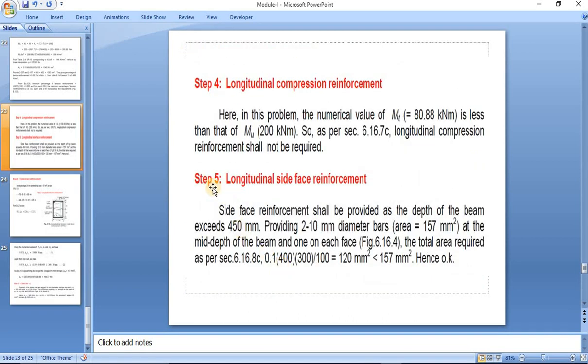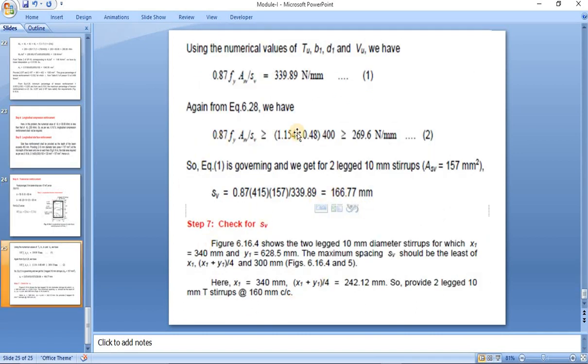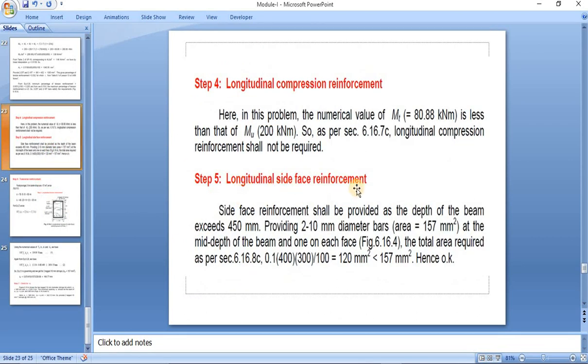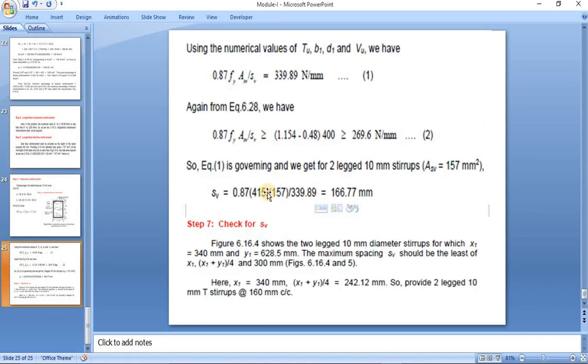There might be confusion about longitudinal side face reinforcement and the calculation of transverse reinforcement. So we are going to go in depth in the next session. In the next session we are going to solve another one or two problems, and we are going to go in depth on how to calculate this longitudinal side face reinforcement, what the clause is, and how to consider this transverse reinforcement, what the clause is. We are going to study in depth in the next session. So thank you.